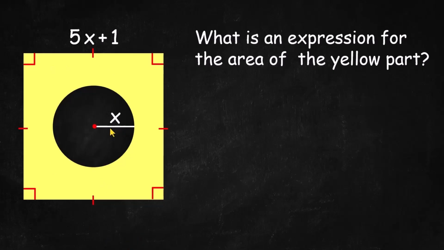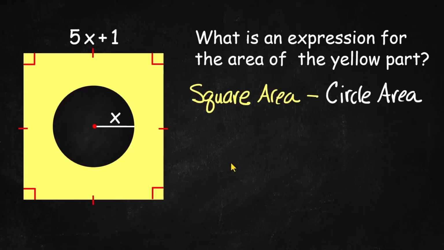So how do you do this? Well, problems like this are all done the same way. You take the area of the big thing and you subtract the area of the little thing. The square area will be length times width. And the area of a circle, if you forgot it, is pi r squared.